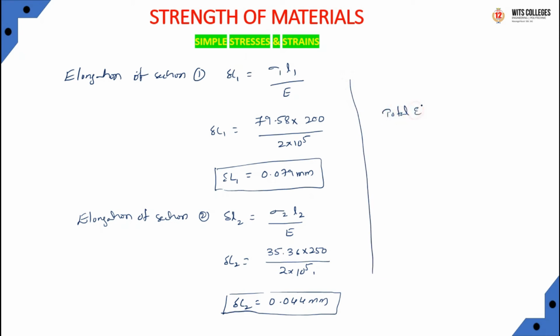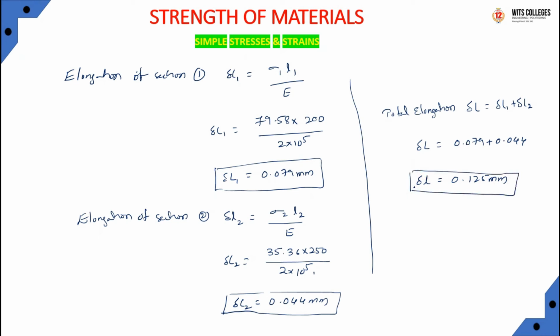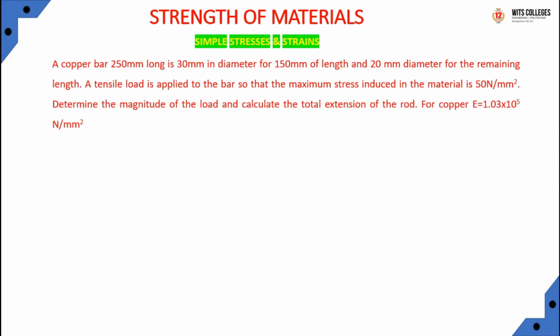But in the question they ask for the total elongation. So delta L equals delta L1 plus delta L2. So delta L equals 0.079 plus 0.044, and the delta L value is 0.125 mm. So this is the total elongation of the varying cross section bar. Okay, this is another problem on varying cross sections.